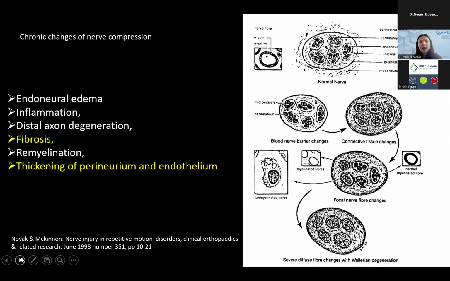Now, in chronic changes, or when there are more prolonged or long-standing changes, we also start to see fibrosis, thickening of perineurium and endothelial layer, and these can also lead to other changes. When we see axonal degeneration, there will be loss of echo pattern. So some of these changes that we see later on are because of axonal degeneration and chronic changes.